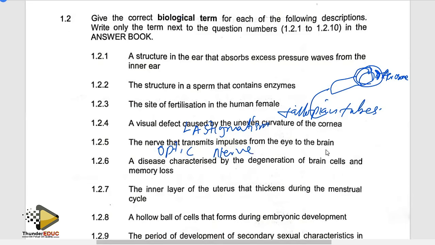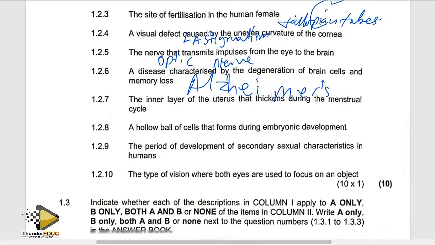The disease characterized by degeneration of the brain and memory loss. So this disease is called Alzheimer's disease. You must mind the spelling of Alzheimer's disease. The way you pronounce it doesn't matter, as long as the spelling is correct.